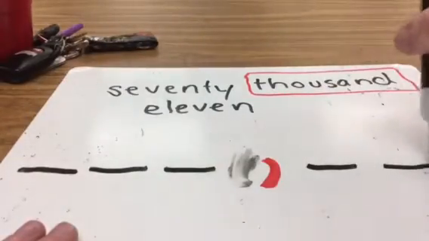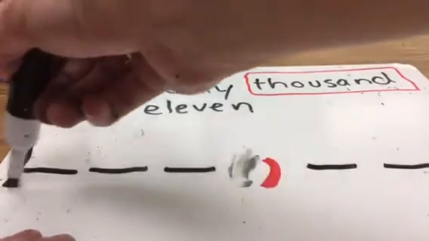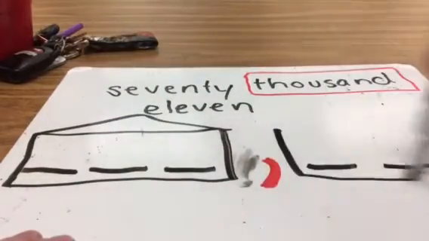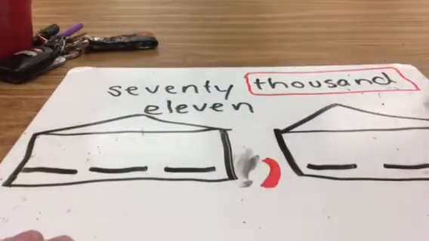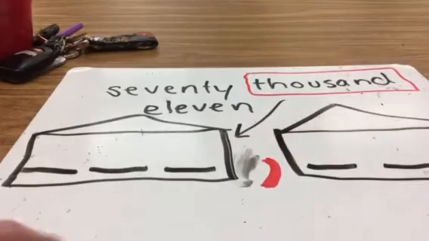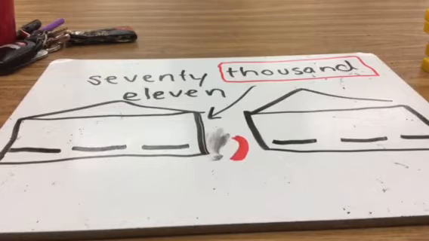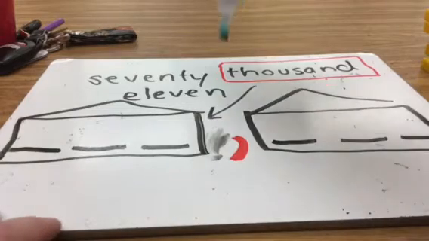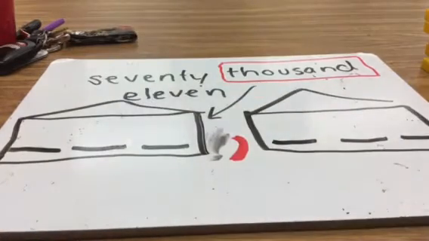It also tells me that I'm going to be in my thousands house, and that also means I have my regular house. So this word thousand means I have my thousands house. Okay, so once I have my houses set up, remember there are 3 rooms in each house, I'm going to look before the word thousand.